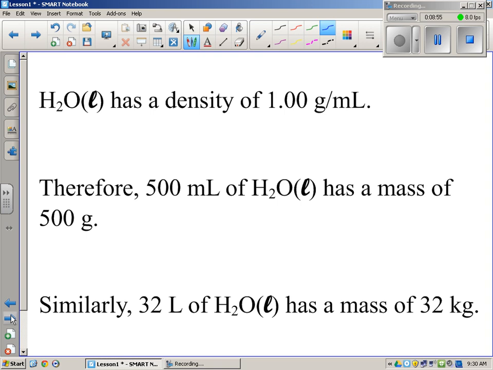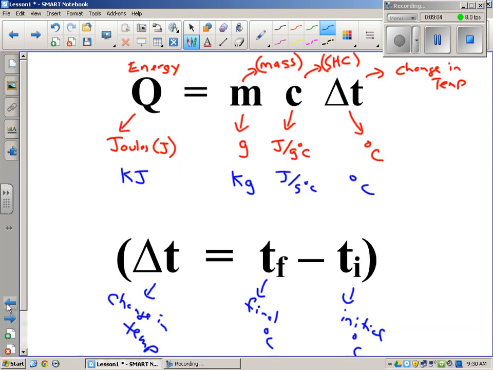So when they talk about milliliters in questions, quite often we're going to be talking about grams in the formula. If you look back at this equation, where do you see milliliters? You don't. You see grams, you see kilograms, perhaps. So we're going to change the 500 milliliters to 500 grams.